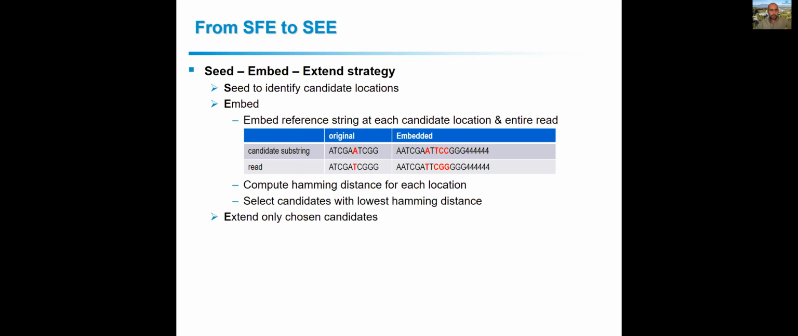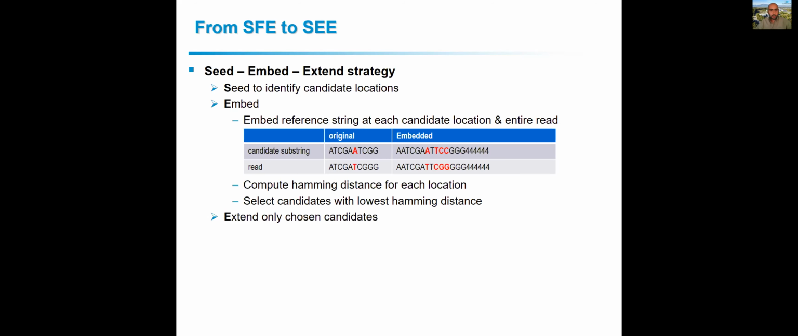Once we have embedded them, and I'm showing you an example here, the read is shown here and a candidate location is shown here. And you see here the difference between the two is one character substitution. This could also be an insertion or a deletion, it doesn't matter. So you see on the right-hand side, the embedded versions of the two strings. Now, this one character change could be propagated into 5 or 6 character changes in the embedded string because you're using a randomized algorithm and a random bit string to determine the mapping between the original and the embedded string. But that doesn't matter.